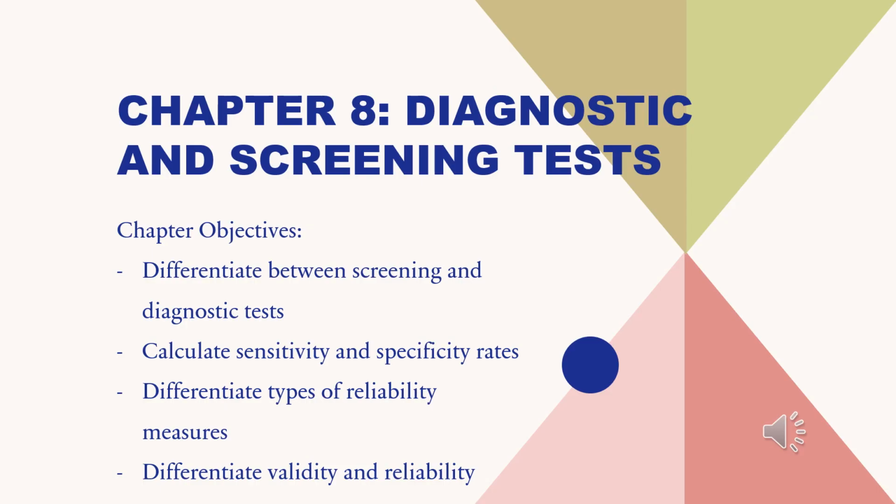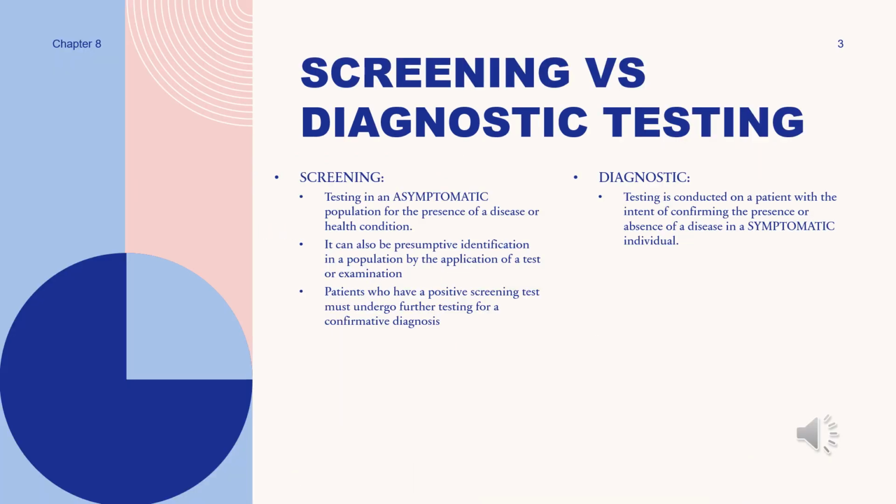Chapter 8 goes over diagnostic and screening tests with the chapter objectives of differentiating between the two, calculating sensitivity and specificity rates, differentiating types of reliability measures, and differentiating validity and reliability. So starting with screening versus diagnostic testing.